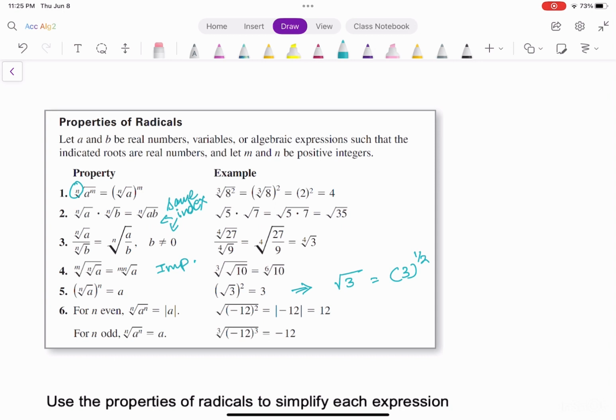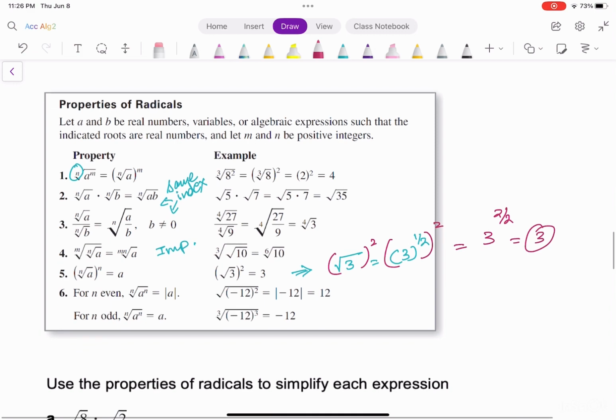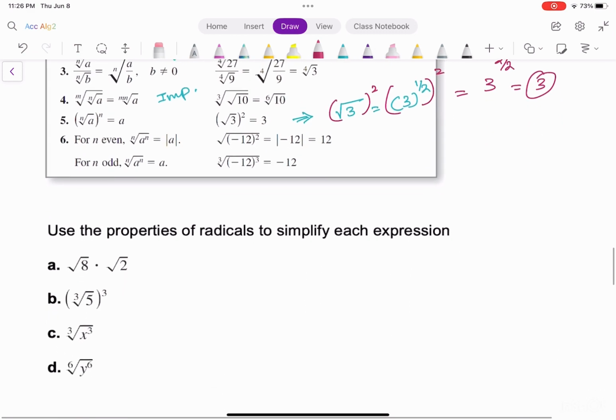Another thing, I can write radical 3 as a power, because a radical is nothing but a power as a fraction. When we have a fraction as the power, that is a radical. So if I square it, what will happen? 1/2 times 2 is 2 over 2, which is nothing but 1. You are left with only 3. That is the whole idea about property number 5: if the index and the power are the same, then it is the number itself.